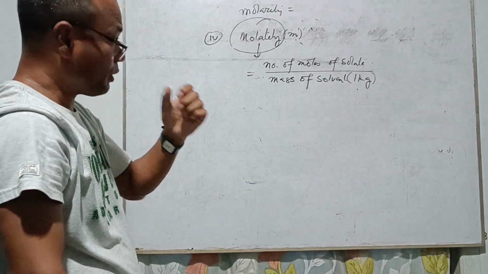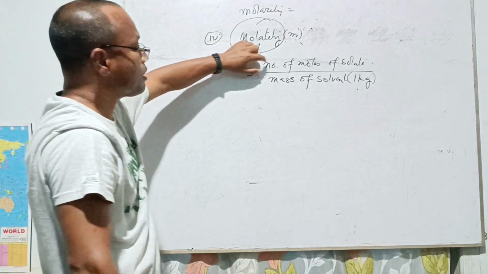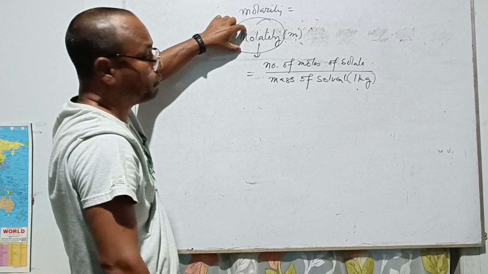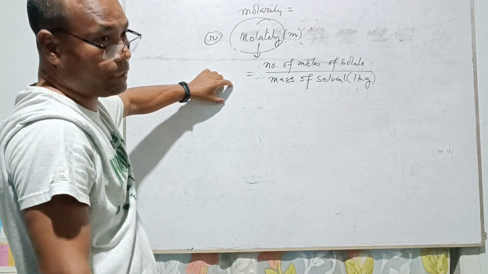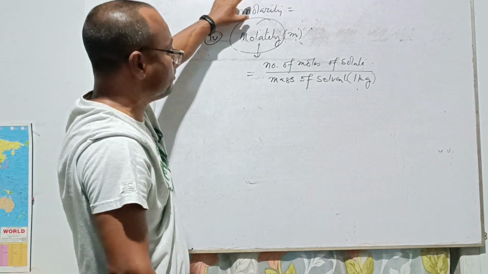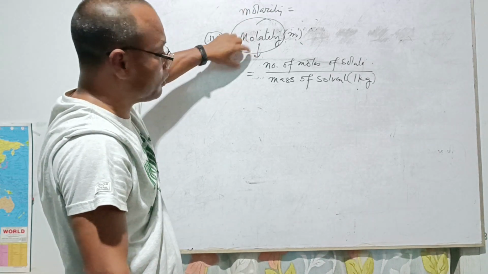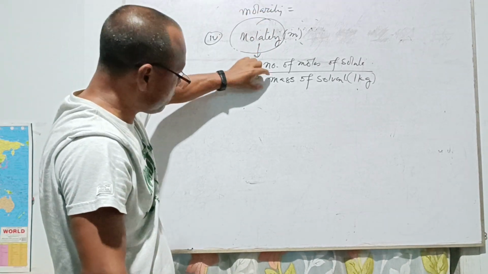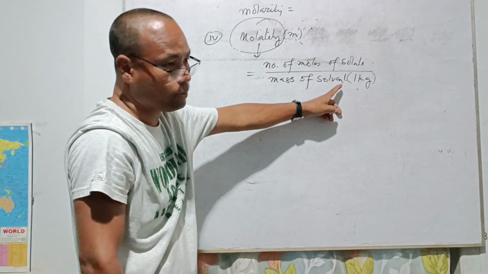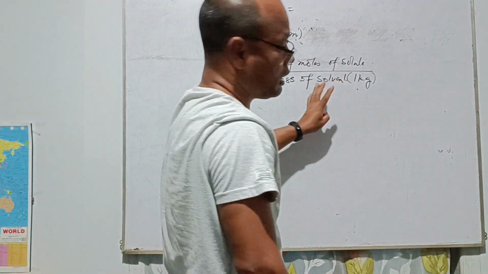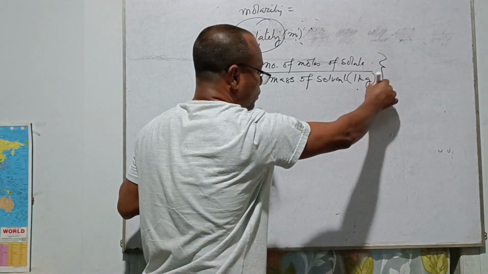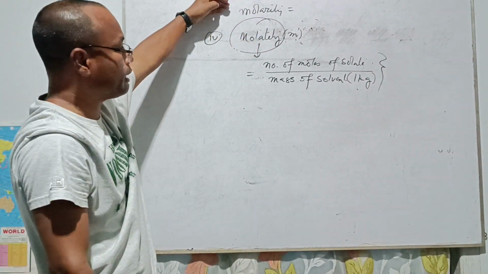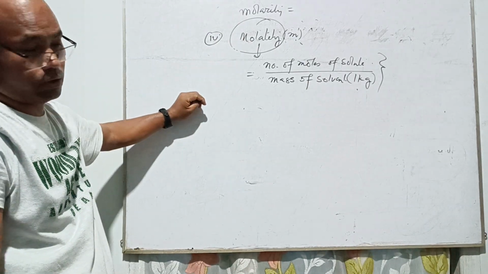Here, the number of moles of the solute is common in both molarity and molality. The only difference is that in molarity, it was the volume of the solution, while in molality it is only the mass of the solvent. How much mass of solvent should be there? 1 kg. That is the difference. So if somebody asks you what is the difference between molarity and molality, that is the difference.